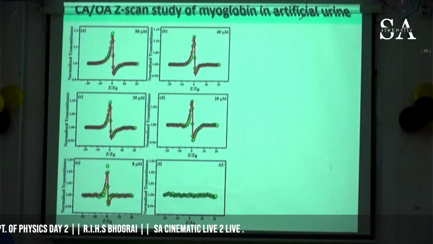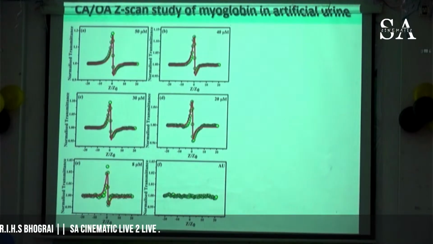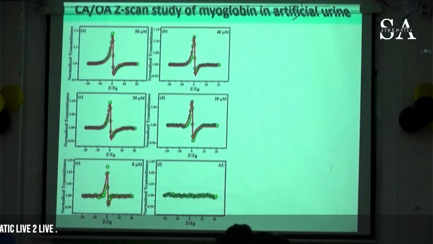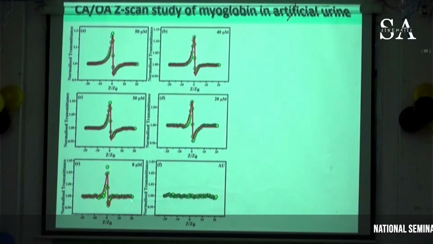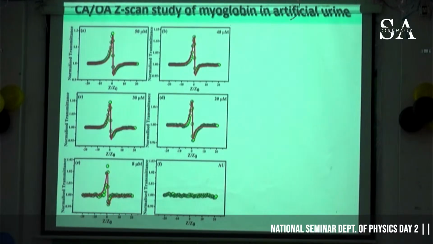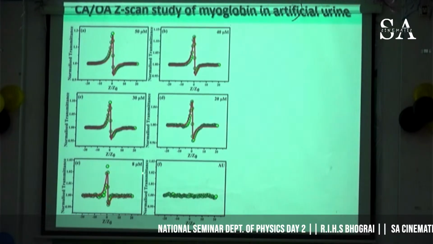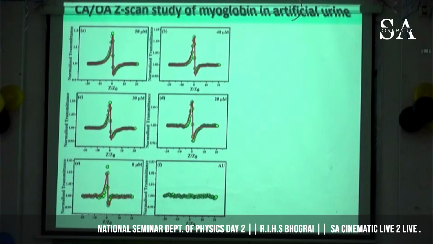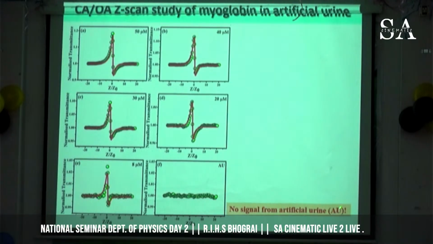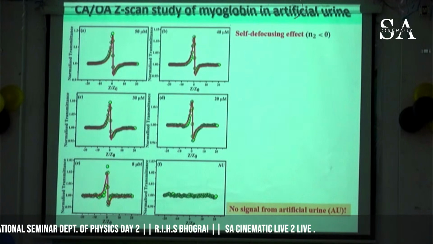And now we exactly test this in artificial urine. We will see whether we are detecting it in urine or not. You can see that when you take only urine, there is no signal here. The moment you add myoglobin there, the signal starts coming. So we have gone down to the lowest of 8 micromolar. No signal for artificial urine.